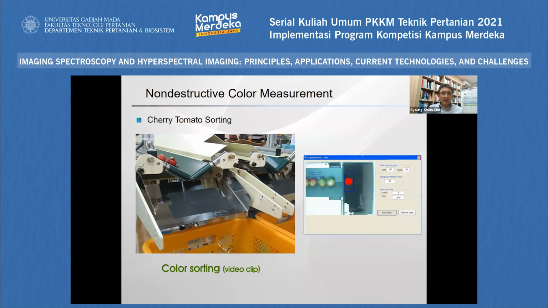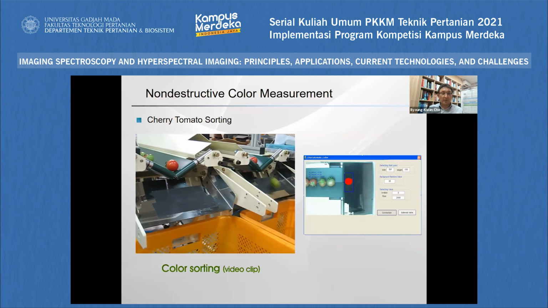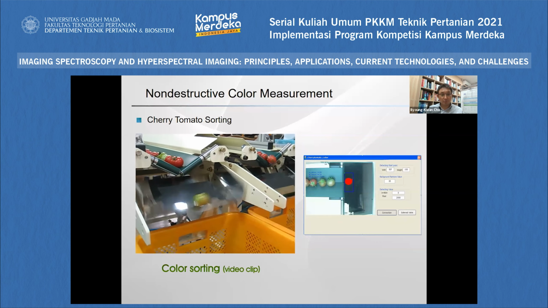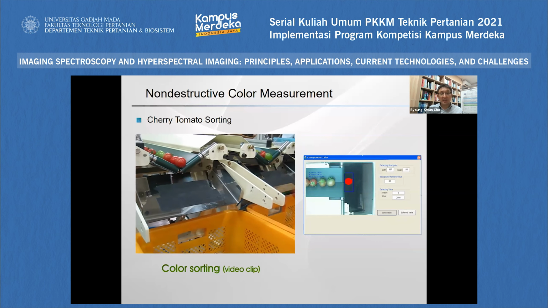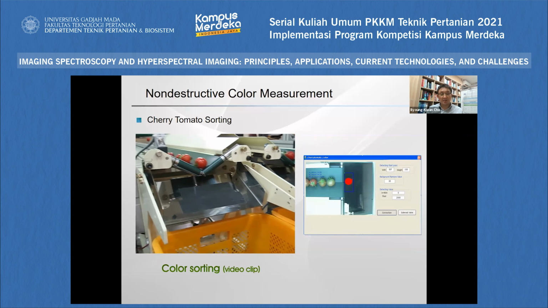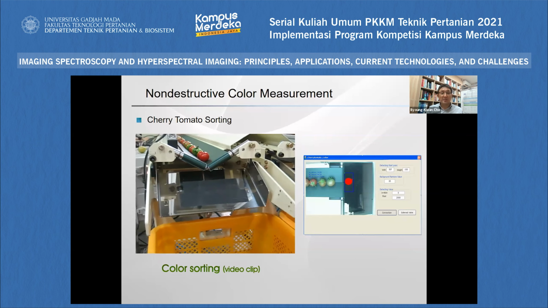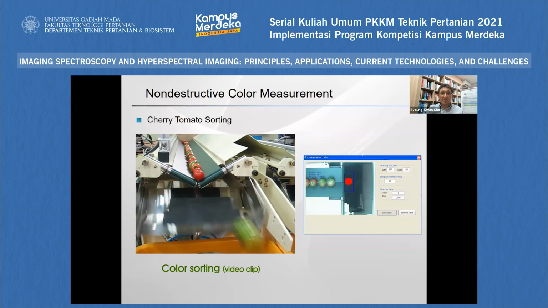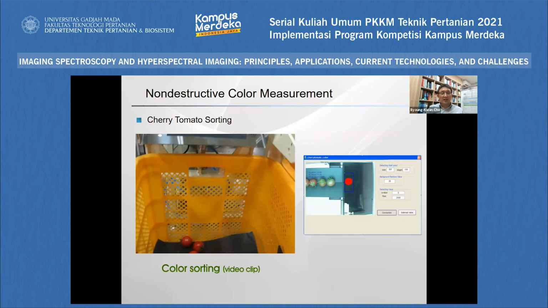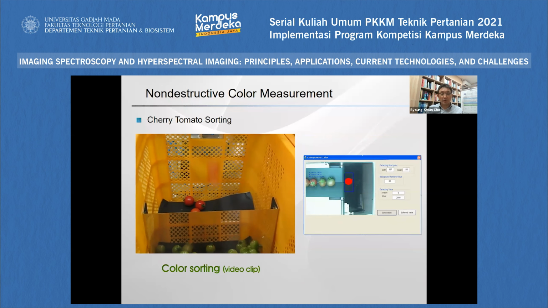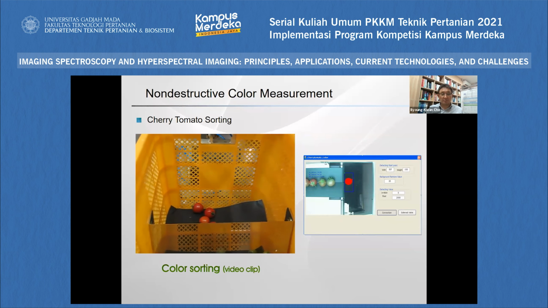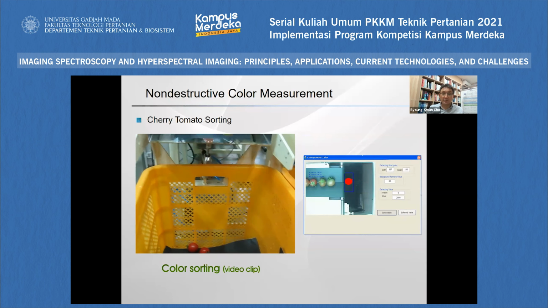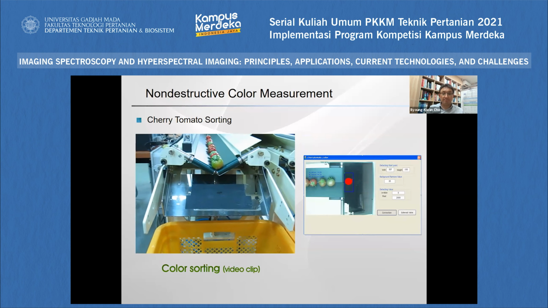Okay, let's take a look at this video clip. This is a cherry tomato sorting machine. Do you know how to sort the cherry tomato? What kind of system, what kind of imaging device are we using now? Yes, the color camera, right? So we sort the tomato ripeness with the color. The only device we need is a color camera, okay?